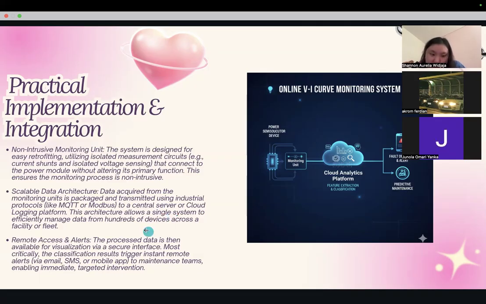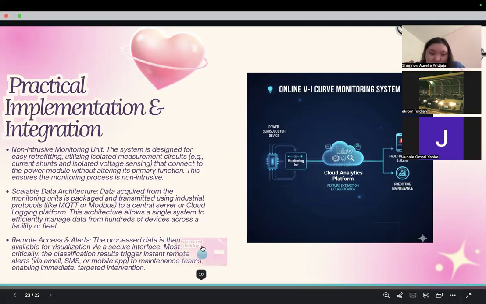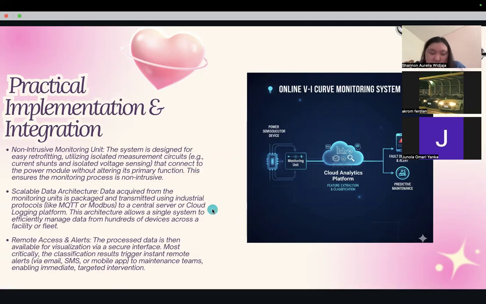Remote access and alerts. The processed data is then available for visualization via a secure interface, and most critically, the classification results trigger instant remote alerts via email, SMS, or mobile app to maintenance teams, enabling immediate targeted intervention.